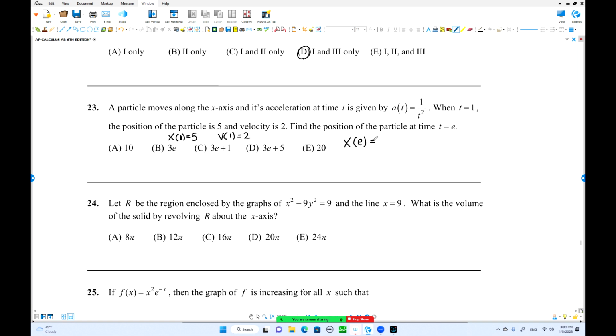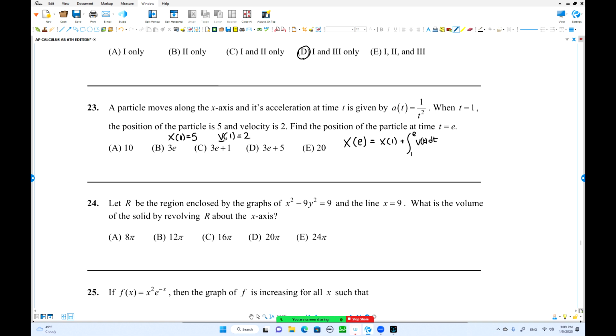How can you find it? That is the fundamental theorem of calculus. This is x of 1, the initial position over here. But we're going to add what? From 1 to e, the change, velocity. Velocity v(t) dt. But still we need v(t). What about a(t) is 1 over t squared, which is given. So from here we can find v(t).